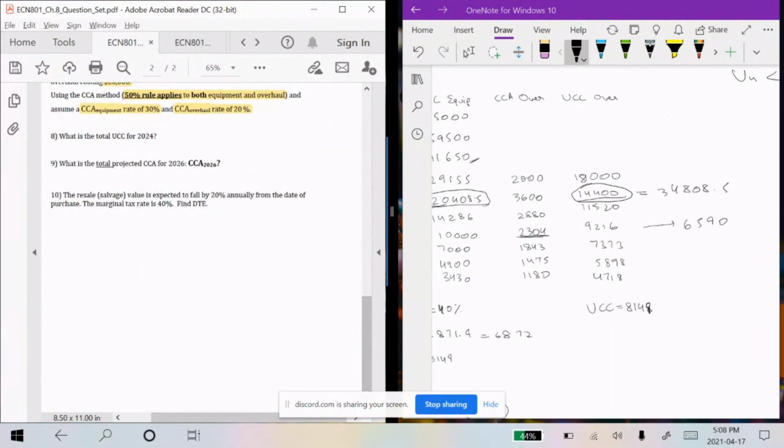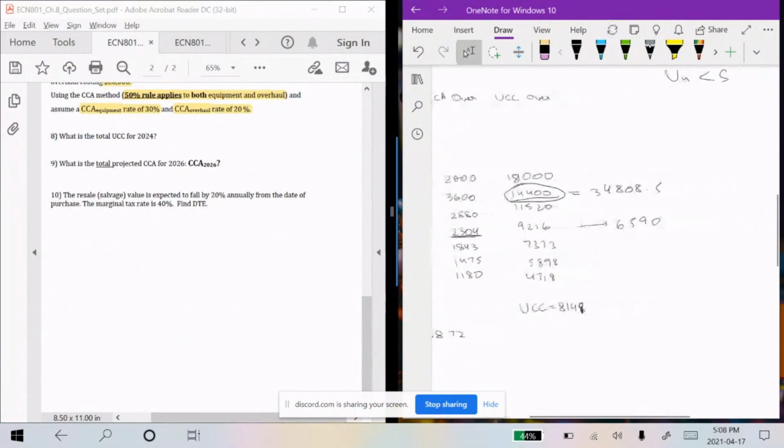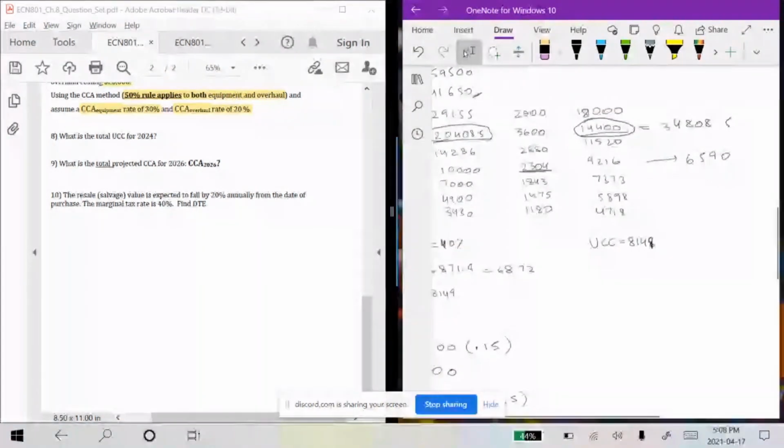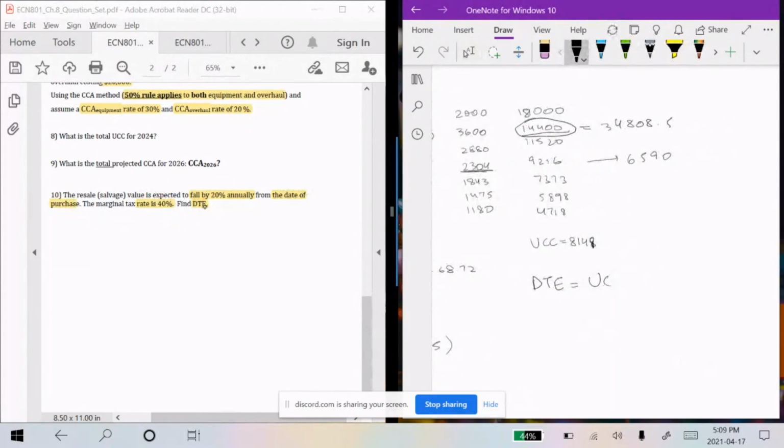Right, we've just got this one more question, and then you guys can ask me if you have any doubts. All right. So now you have to find the resale value, expected to fall by 20% annually. The date of purchase is something really important. The marginal tax rate is 40%. Find the disposal tax effect. Okay, so the disposal tax effect is the UCC of the final period minus the salvage value in the final period, multiplied by the tax rate.